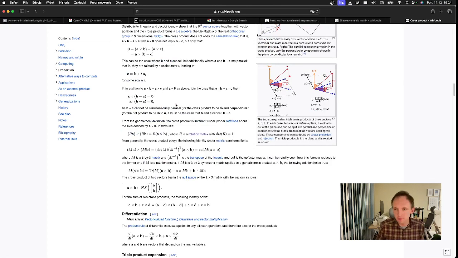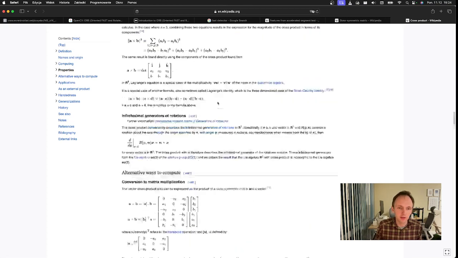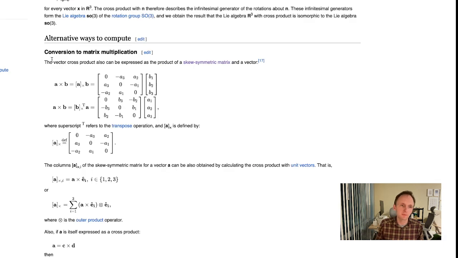It has many different properties, but the one property that I care most about is that the vector cross product can also be expressed as the product of a skew symmetric matrix and a vector. So we can take A and vector hat it, put a hat over it, and it's a map from a vector to a matrix. Left multiplying another vector B by this matrix gives us the cross product of the original vector A and B.